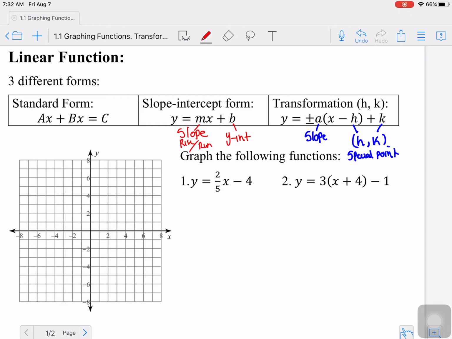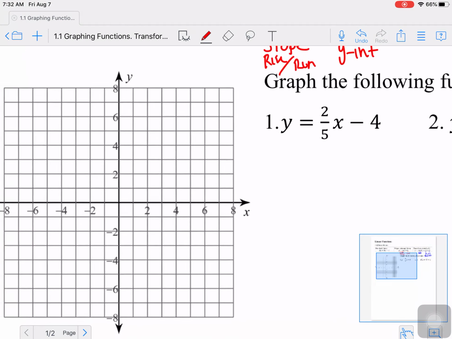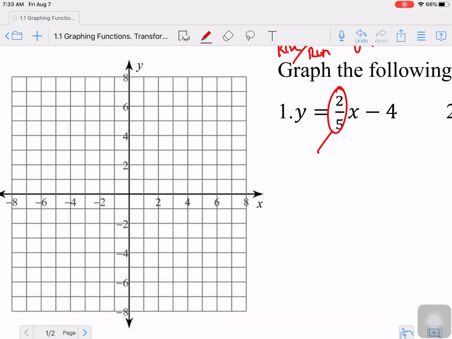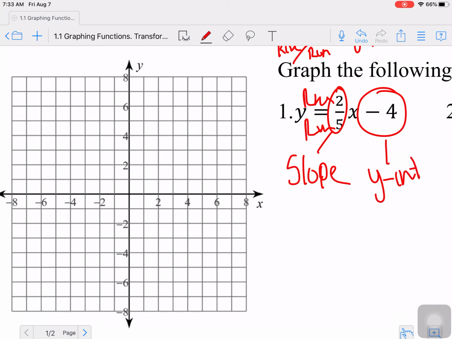Anyways, I'm gonna show you how to graph it. So I see that I have two functions, one of them in slope-intercept form, the other one in HK form. I'm gonna show you how to do the first one and then the second one. The first one, again, is in slope-intercept form, which means that it's given me two pieces of information. The first one is 2 over 5, which I know is my slope, and it's already in the form of rise over run. It's also given me -4, which is my y-intercept.